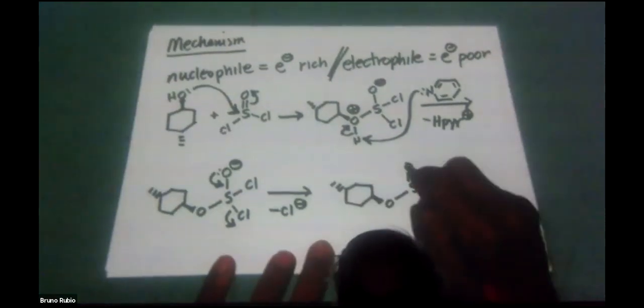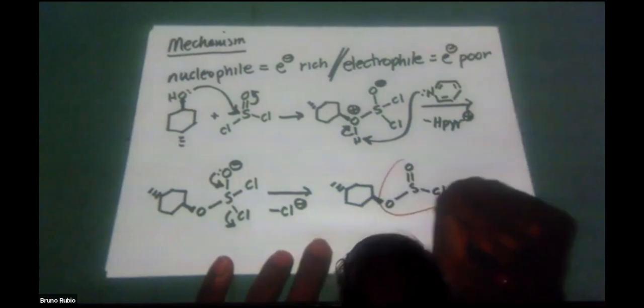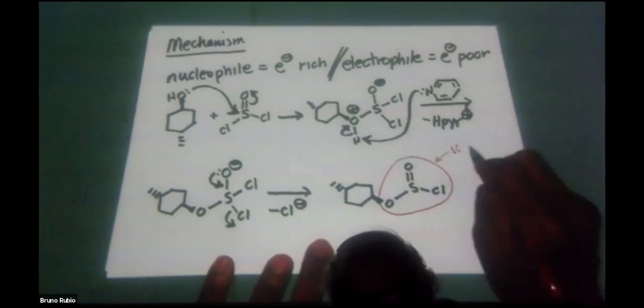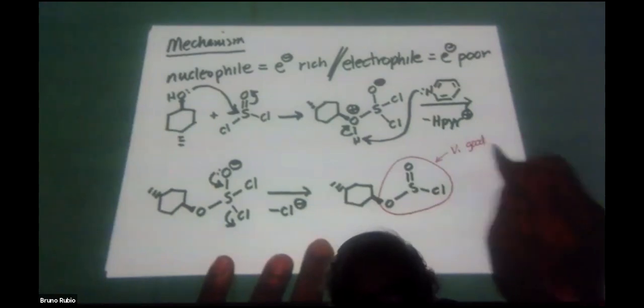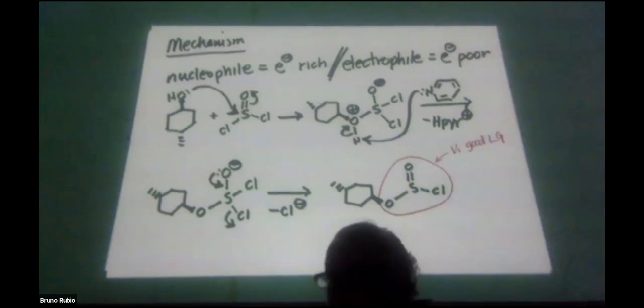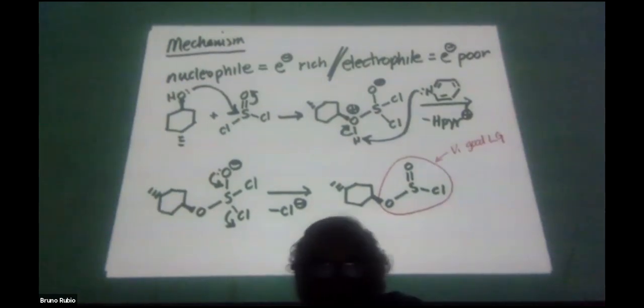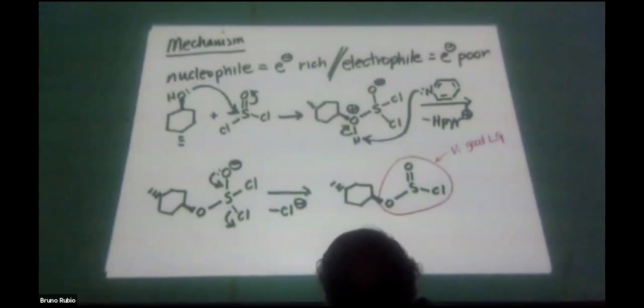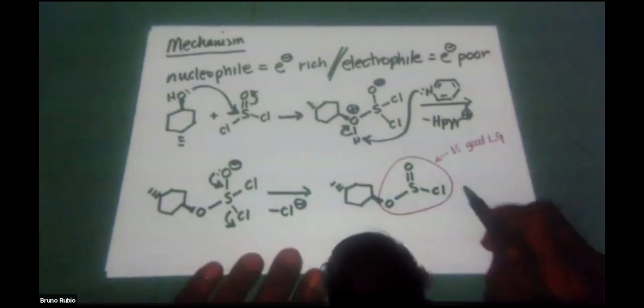This thing here, chlorosulfite ester, this is a very good leaving group, right? It's probably not one of the leaving groups that you covered in any Orgo 1 class, but it is a very, very good leaving group.